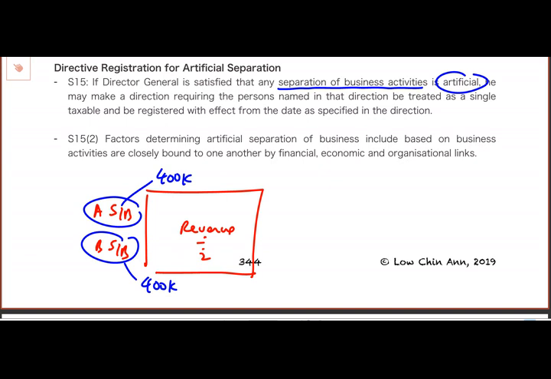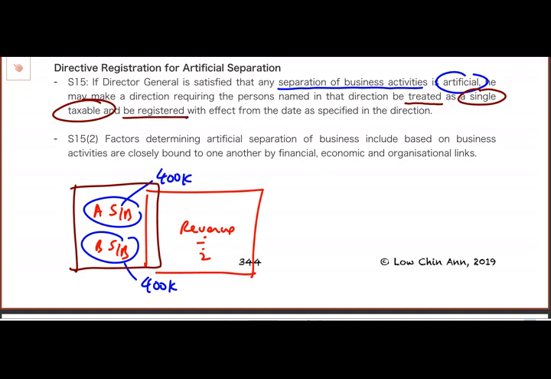Now, how does the government solve this problem? The government can, under Section 15, serve a notice to have registration be directed as one person. So they can serve a notice and say that 2 of you will actually be treated as a single taxable person and be registered for sales tax. So you have to register. Even though legally it looks as though it's 2 different companies with 2 different threshold amounts, that you didn't hit the 500,000 mark, you have to register. Now this is artificial separation.